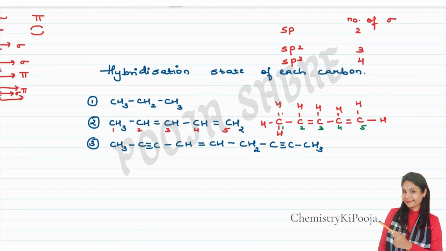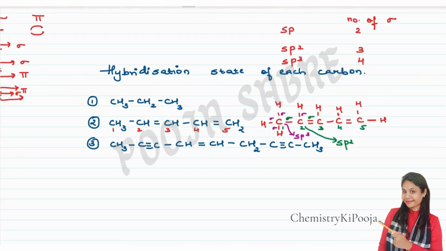Now the first carbon has total 1, 2, 3, and 4 sigma bonds, that means this is sp3. The second carbon, 1, and this I have already written, this is 2, then this is 3, because in a double bond, one is sigma, the other one is pi. So only 3 sigma bonds. So what will be the hybridization state of the second carbon? It is sp2, because 3 sigma bonds are present.